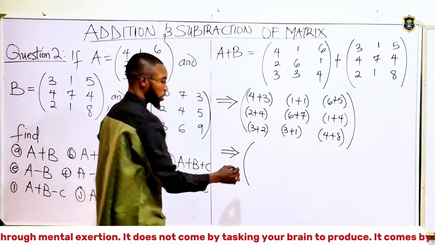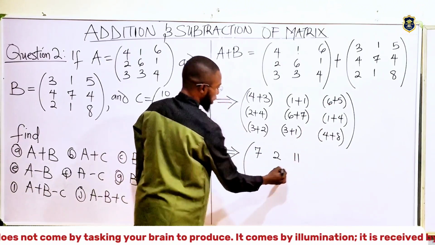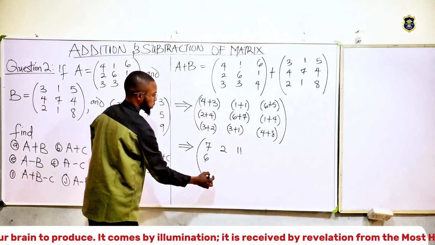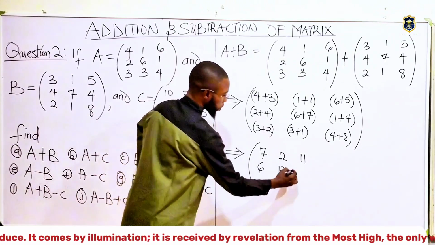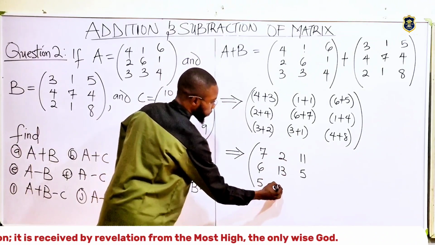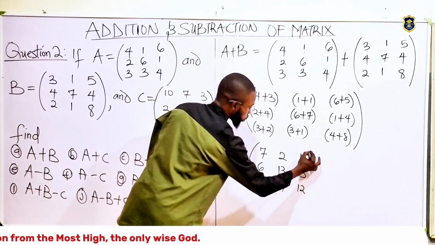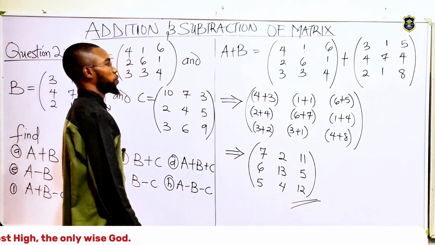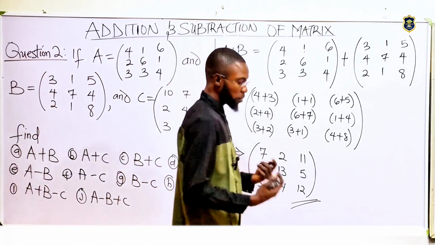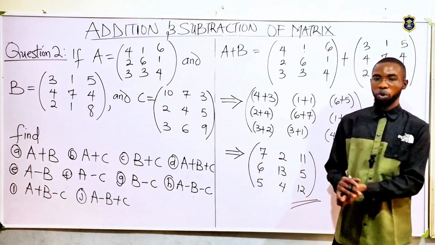4 plus 3 is 7, 1 plus 1 is 2, 6 plus 5 is 11. 2 plus 4 is 6, 6 plus 7 is 13, 1 plus 4 is 5. 3 plus 2 is 5, 3 plus 1 is 4, and 4 plus 8 is 12. That's a simple operation for how 3x3 matrices work. It's the same thing as with 2x2 matrices; there's no difference. Applying that to 3x3 matrices, this is what you're going to have.